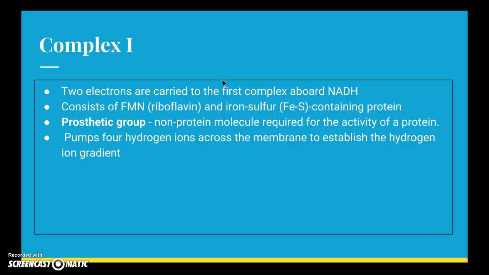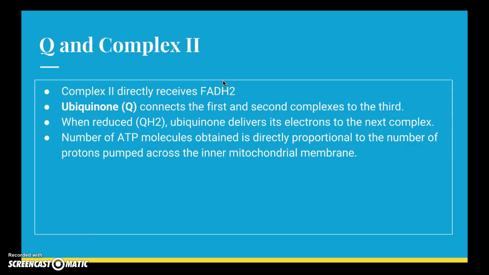The second complex directly receives FADH2, which never passes through complex 1. There are electrons derived from FADH2, which are delivered to the third complex along with the electrons from the first complex. Ubiquinone, or Q, is a compound that connects the first and second complexes to the third by delivering electrons.